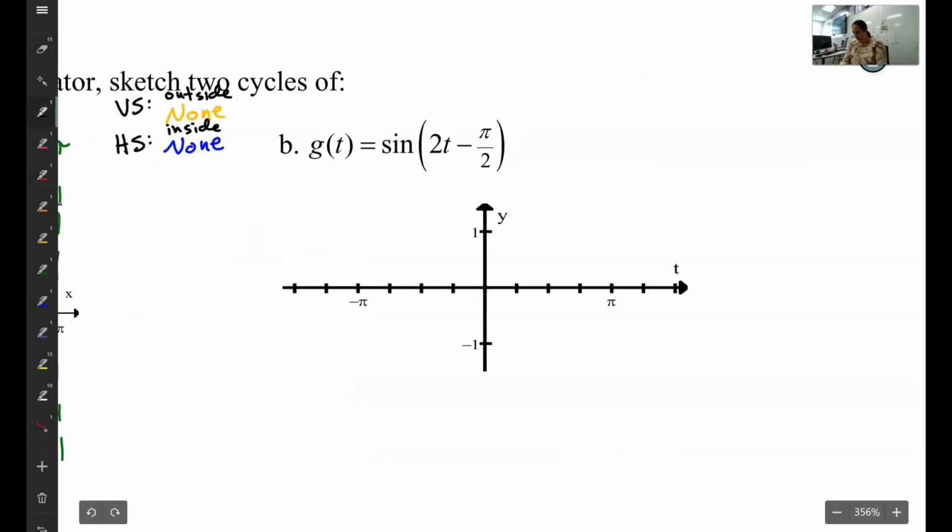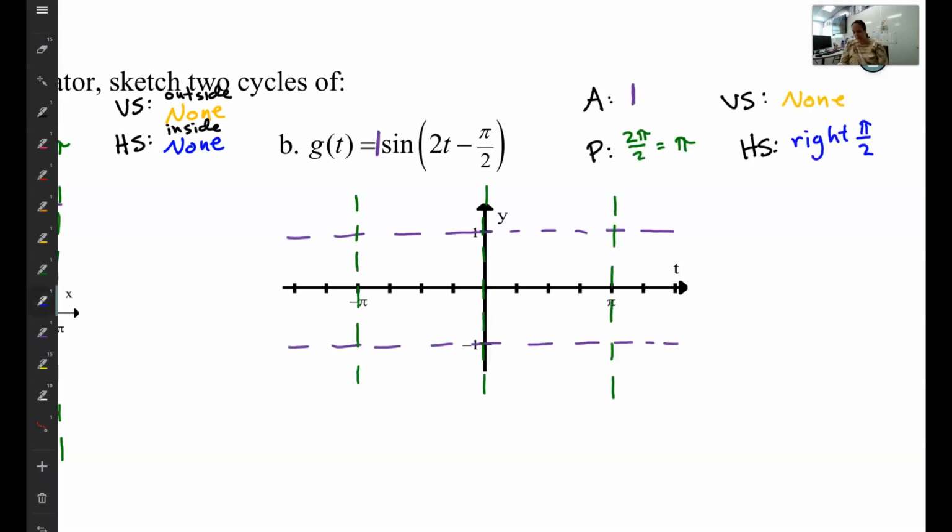Let's try this one. Amplitude, period, vertical shift, horizontal shift. Pause the video, see if you can fill those 4 in. If you want to try and graph it too, go for it, but just worry about trying to fill them in. Okay, we have our amplitude is 1. There's no number out in front, so we assume it's that 1 that we never write. Our vertical shift, we don't have any numbers outside the parentheses, so none.